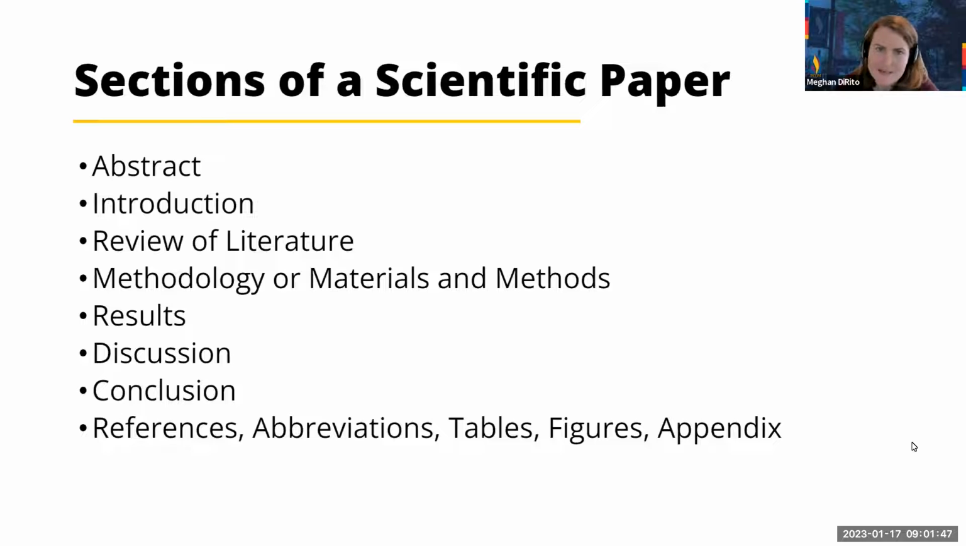So let's get started with the sections of a scientific paper. You're probably all very well aware that the sections include abstract, introduction, review of literature, methodology or materials and methods, results, discussion, conclusion, and your appendixes, references, etc. And just as a side note, if you're ever struggling, like, well, I have my topic, I have all my research done, how do I get started?